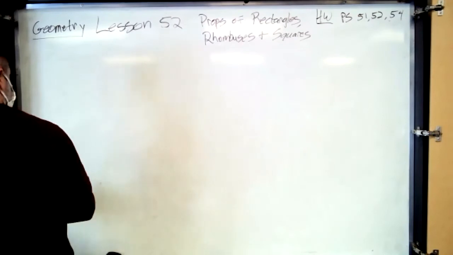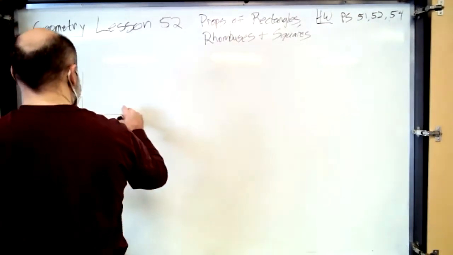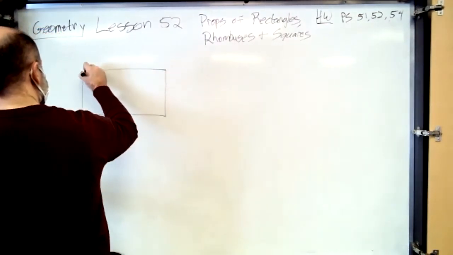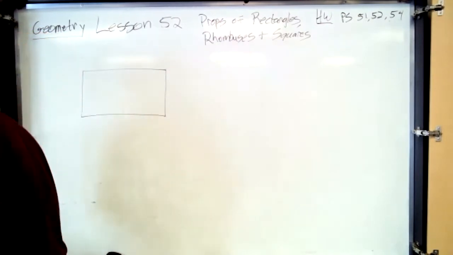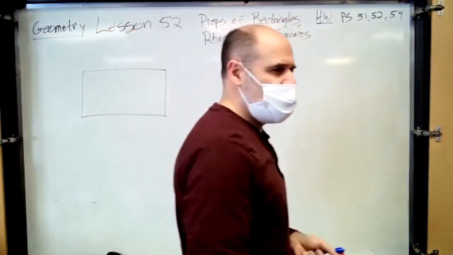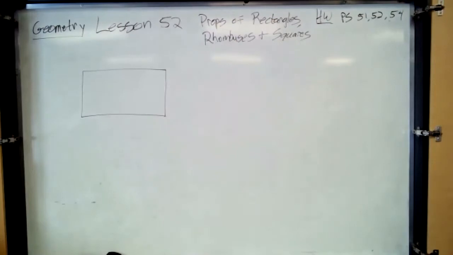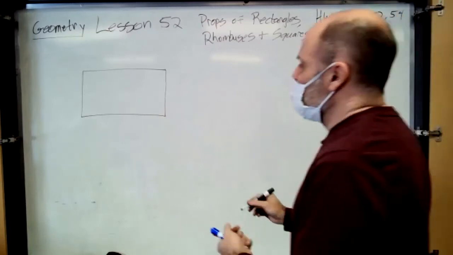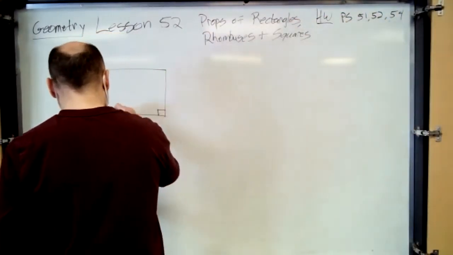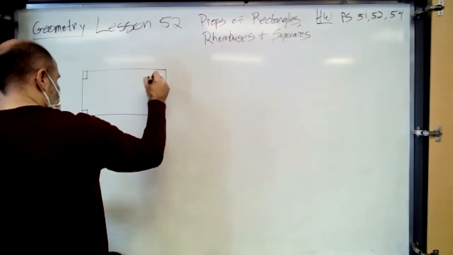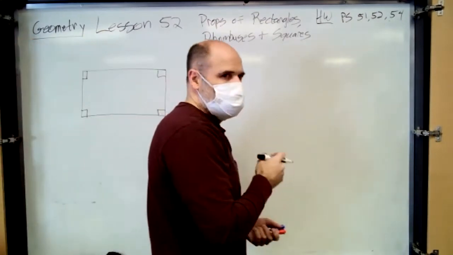So let's start with the rectangle. Let's just draw a generic rectangle here. And so what can you tell me about a rectangle? Well, the only thing that we know is its definition. It's a quadrilateral with all right angles. This is the only thing we're given. But that's just the definition. What does your gut tell you, or what else can you tell me about a rectangle?